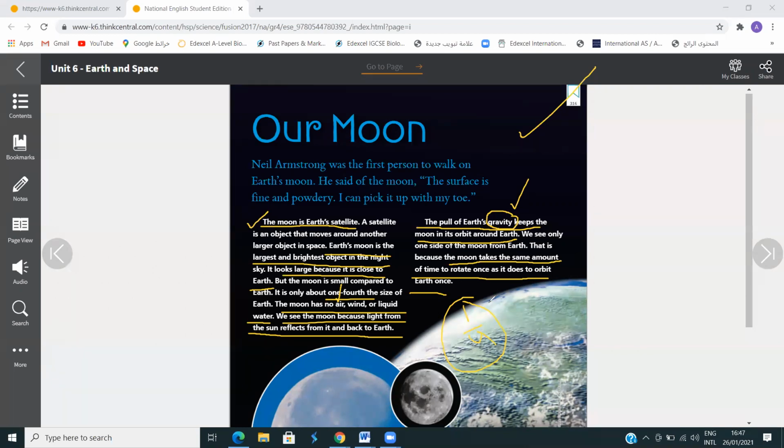So here, my students, the question is: the moon takes the same time to rotate once as it does to orbit Earth once. I will repeat: the moon takes the same time to rotate around itself as it does to orbit around the Earth. This question is very, very important.